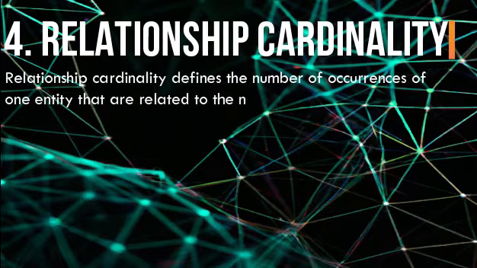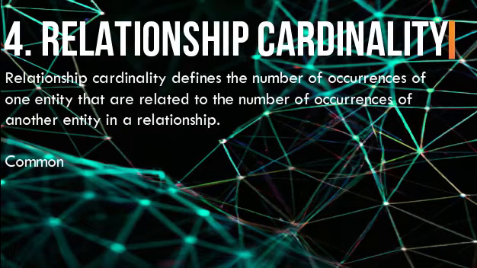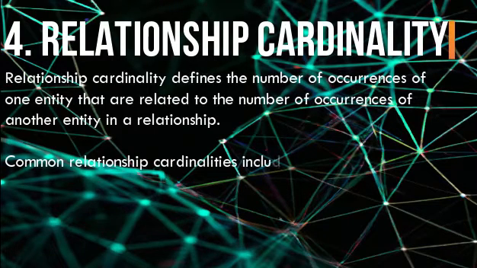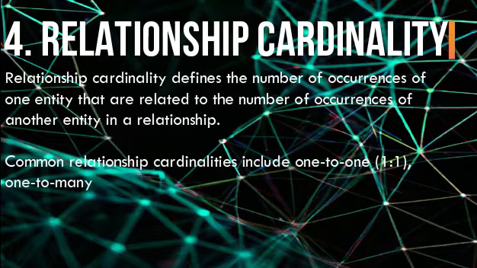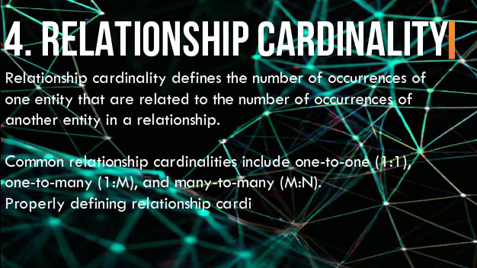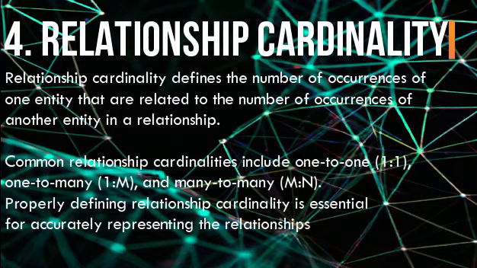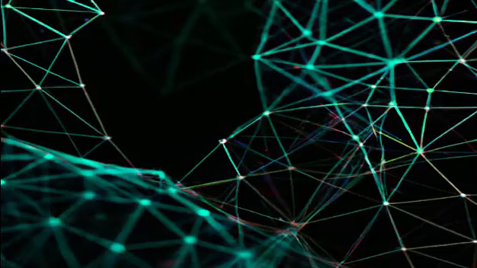4. Relationship cardinality. Relationship cardinality defines the number of occurrences of one entity that are related to the number of occurrences of another entity in a relationship. Common relationship cardinalities include one-to-one (1:1), one-to-many (1:M), and many-to-many (M:N). Properly defining relationship cardinality is essential for accurately representing the relationships between entities in a database.